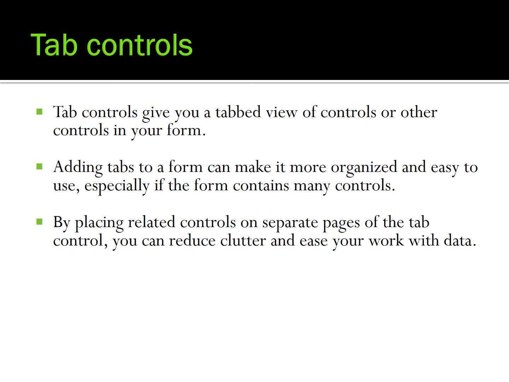Next one is tab control. Tab control gives you a tabbed view of controls or other controls in your form. Adding tabs to a form can make it more organized and easy to use, especially if the form contains many controls. By placing related controls on separate pages of the tab control, you can reduce clutter and ease your work with data.